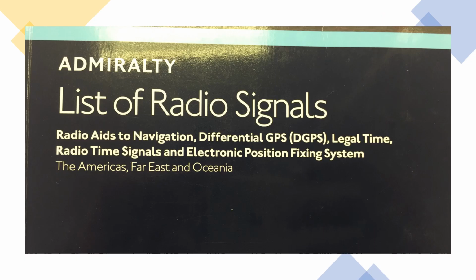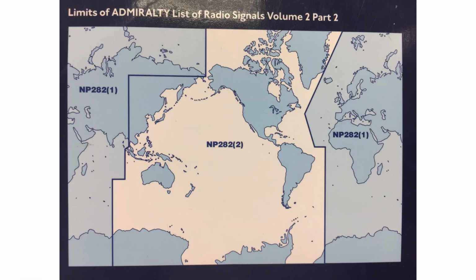So this is what the Admiralty List of Radio Signals looks like. You can see this is from the Americas, the Far East, and Oceania, and this particular volume focuses on radio aids to navigation, DGPS, legal time radio signals, electronic position fixing systems. All right, so different volumes have different rules. So I'll show you what I mean. So you can see here again the areas are much broader in this case.